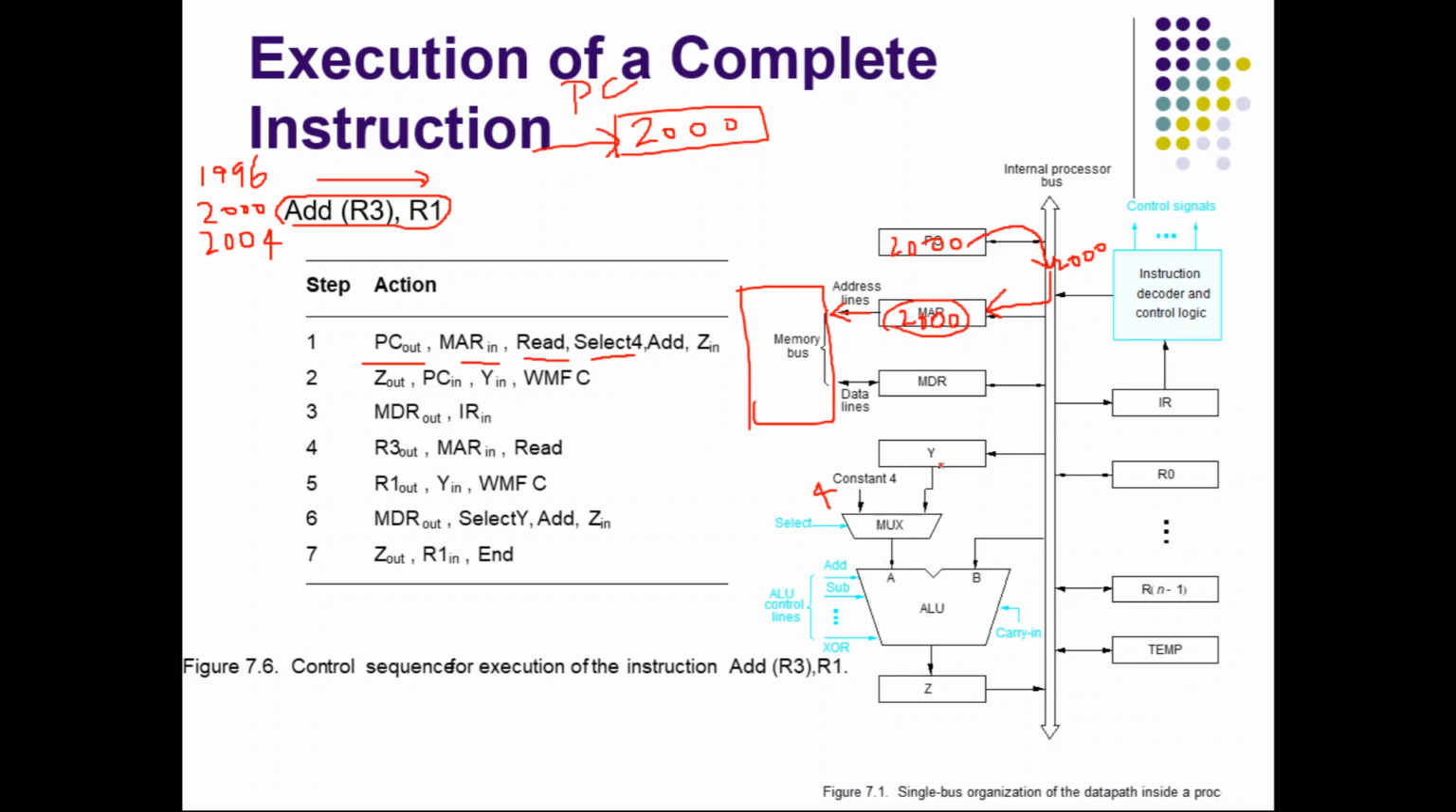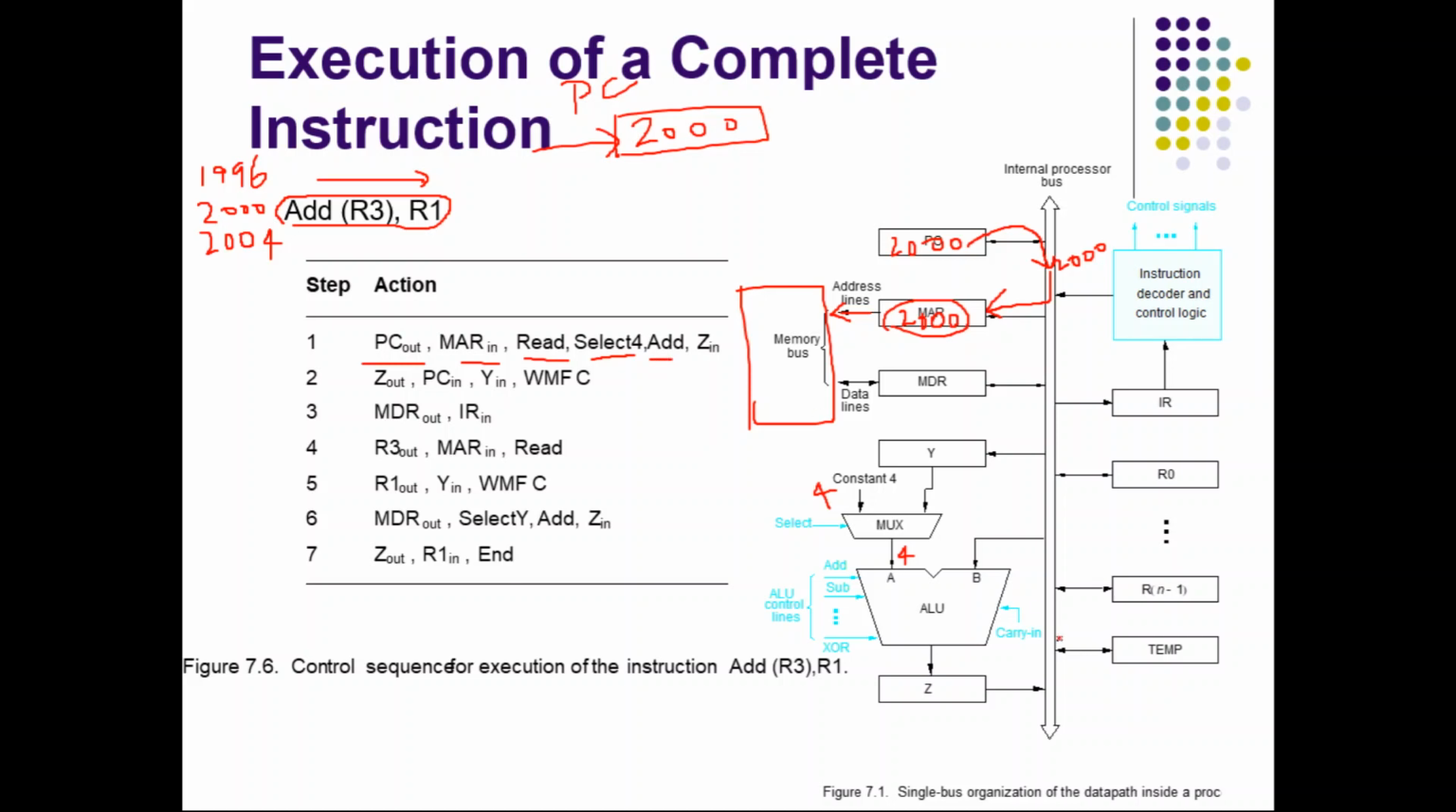Here also if you select Y, Y will be transferred to the multiplexer in turn to A. So now we are selecting 4, not Y. So this 4 will be available at the first input of the ALU, that is the A input of the ALU. Next what we are saying is add.